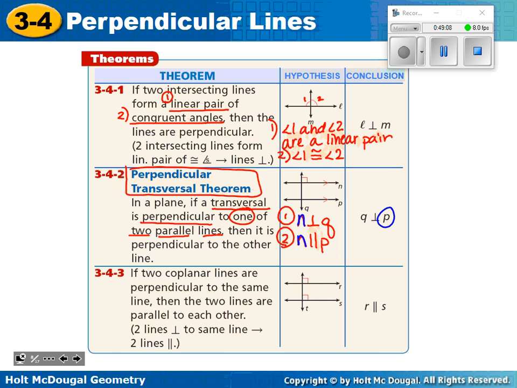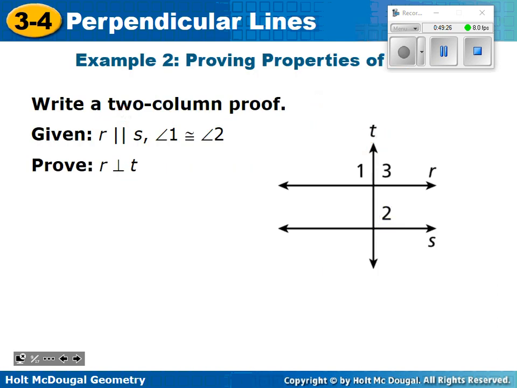So now we're going to look at a couple more proofs. How many proofs are in your notes? Will you guys look and see? Two or three? Two. Okay. So let's look at some proofs here.